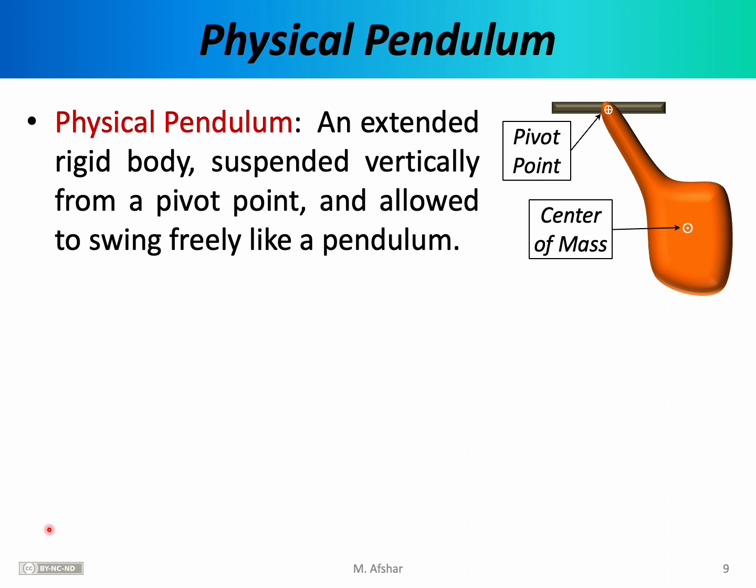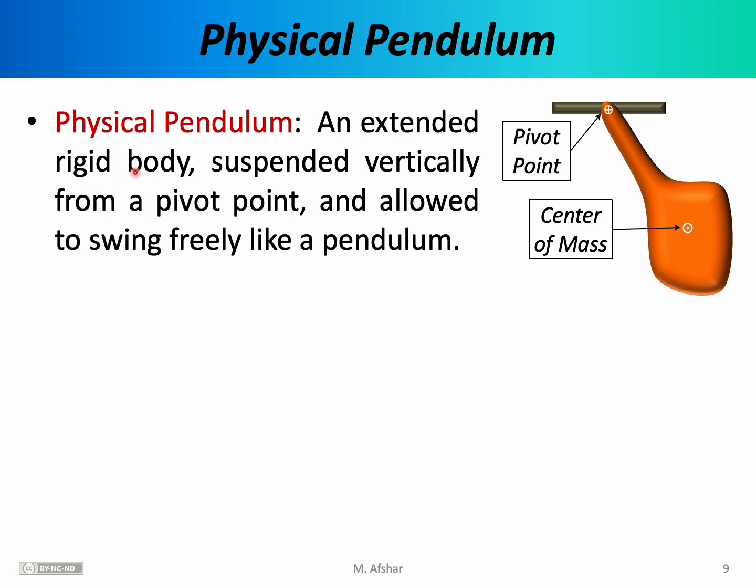That's essentially a pendulum. However, it's not a simple pendulum, it's a physical pendulum. So we can say that a simple pendulum is a special case of the physical pendulum. A physical pendulum is any extended rigid body suspended vertically from a pivot point and allowed to swing freely like a pendulum. So the object is extended, meaning that the mass is not concentrated at a single point.